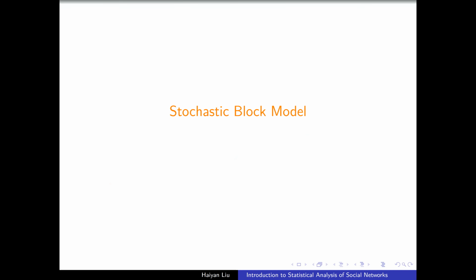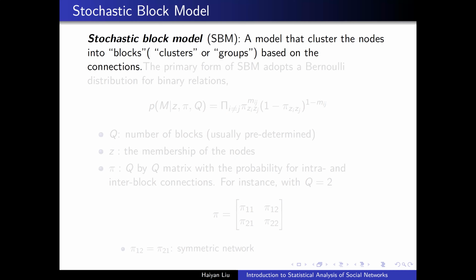The first model we talk about here is called a stochastic block model. Now, in a stochastic block model, we treat the network as the outcome variable. We would like to cluster the nodes into blocks based on the connections. So that's the purpose of fitting a stochastic block model.